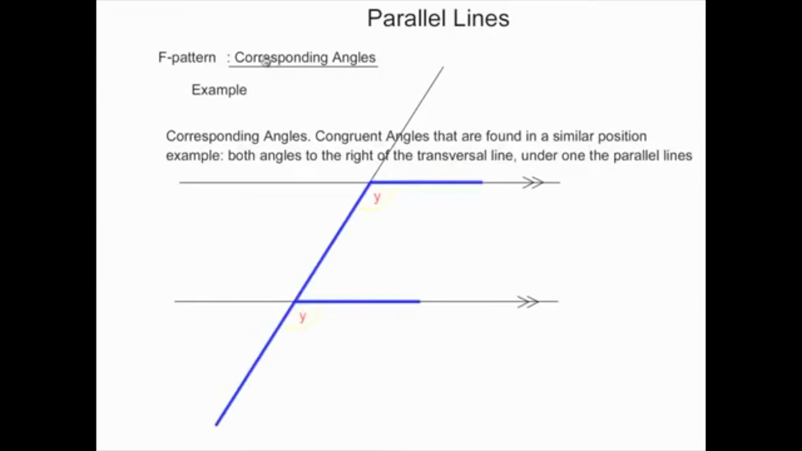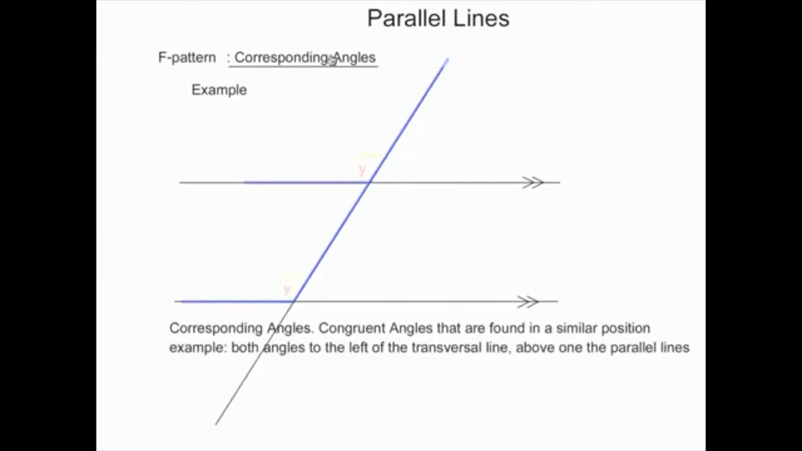The corresponding angles are congruent angles, and the word congruent just means that they're identical. Congruent angles that are found in a similar position. For example, both these angles are to the right of the transversal line and under one of the parallel lines. Here, both angles are to the left of the transversal line and above one of the parallel lines. They're called corresponding angles because the angles correspond to each other. They're in corresponding positions, both above the parallel lines, both to the left of the transversal in this case.